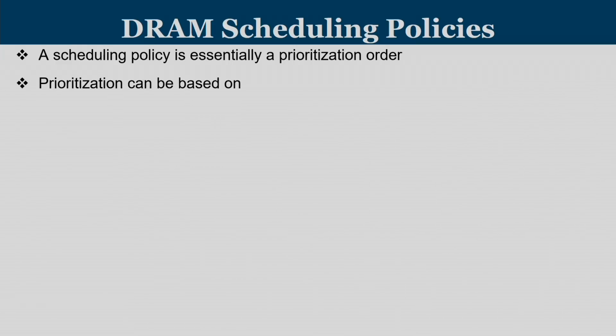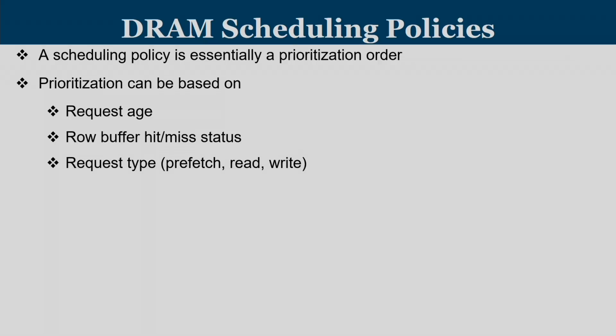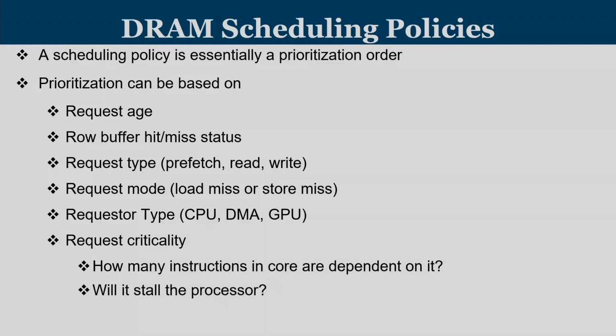And what are the methods by which you can prioritize? You can look at the age of the different requests that are coming. You can look at whether, among the requests, some are row hits and some are row misses. The request to DRAM will be coming from a cache controller. So whether it is a prefetch request, a read request or a write request, some are load misses, some are store misses, some are requests coming from the GPU, some from the CPU, some from the DMA controller. So there also you can use some priority.